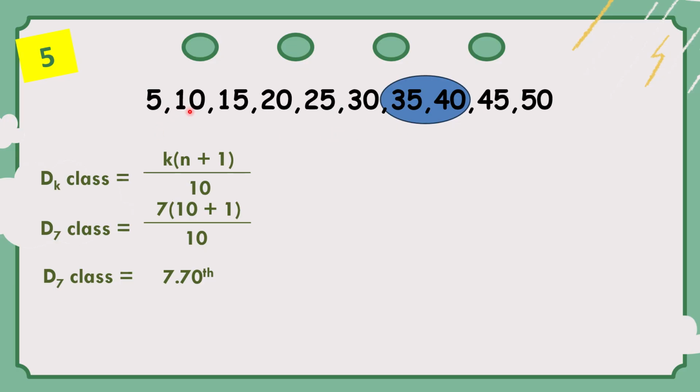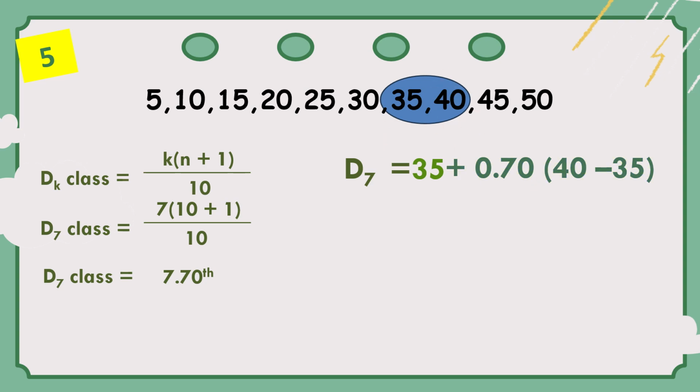So 1, 2, 3, 4, 5, 6, 7, and 8. So that is 35 and 40. Let us continue to solve for the decile 7. So decile 7 is equal to 35. That could be the 7th position. Copy the decimal, that is 0.70. And then 40 minus 35.